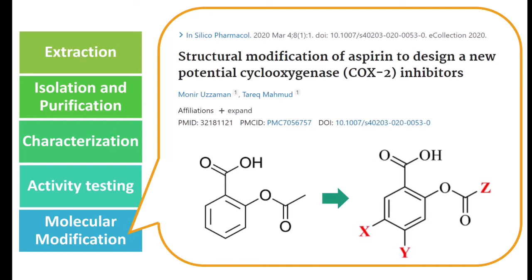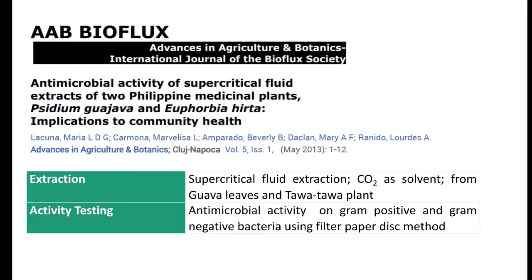Now, let me just point out that not all researchers will be doing all the 5 steps. So, let's take a look at some research papers on natural products. In this study, antimicrobial activity of supercritical fluid extracts of 2 Philippine medicinal plants, Psidium guajava and Euphorbia hirta. Implications to community health. So what they performed here are extraction and activity testing only. They used carbon dioxide supercritical fluid as solvent, and whatever they extracted from there, they tested it for antimicrobial activity on gram-positive and gram-negative bacteria.